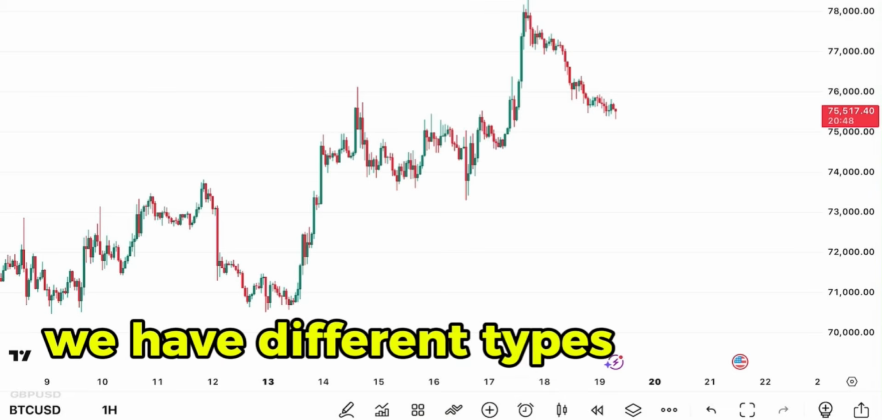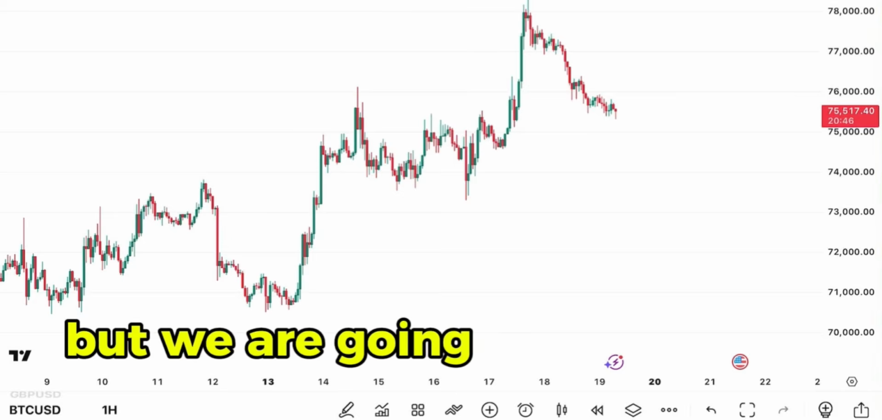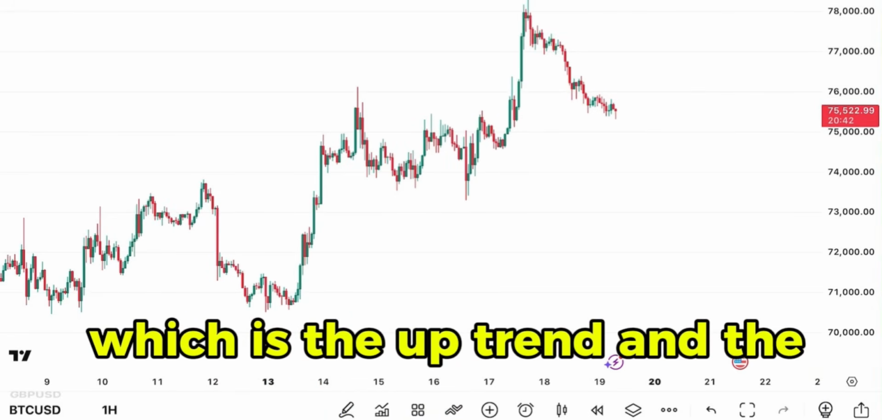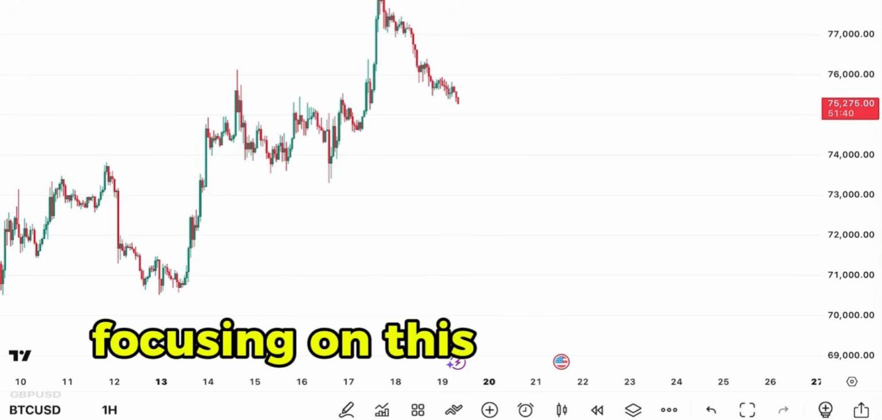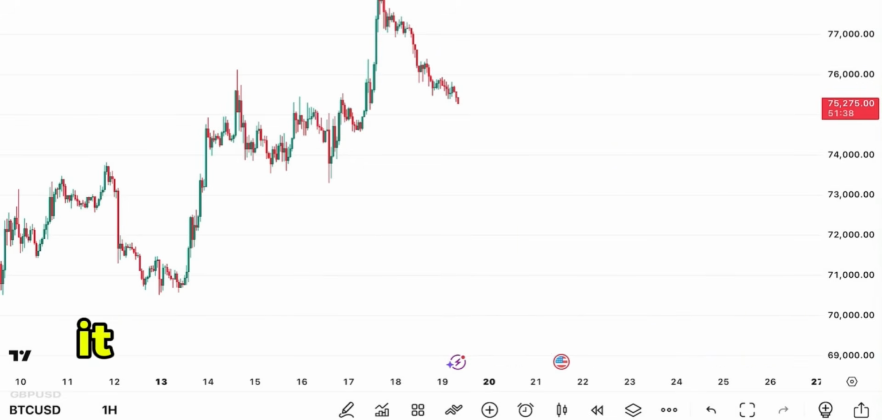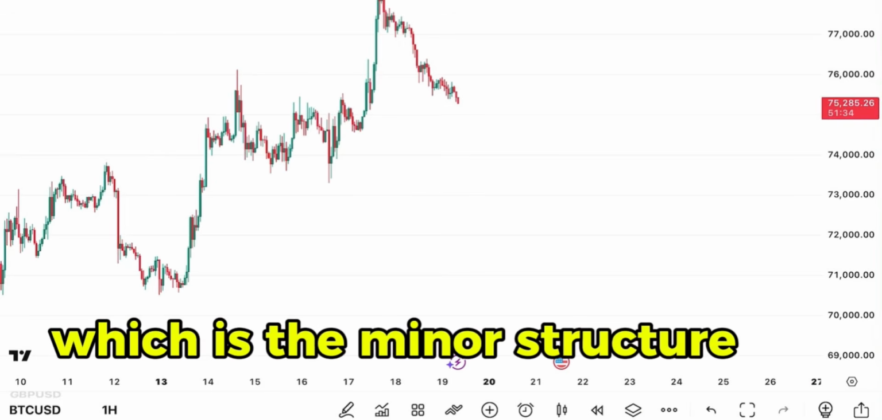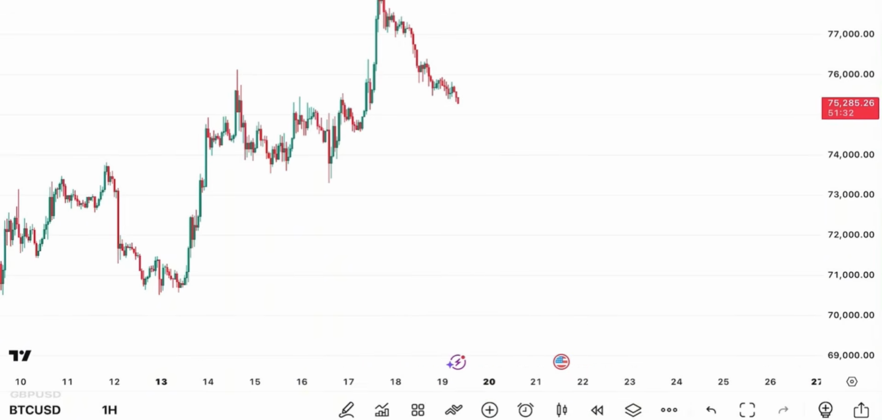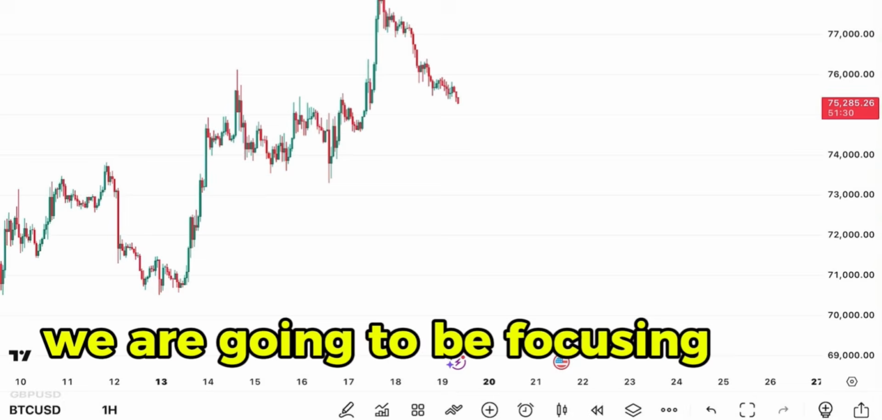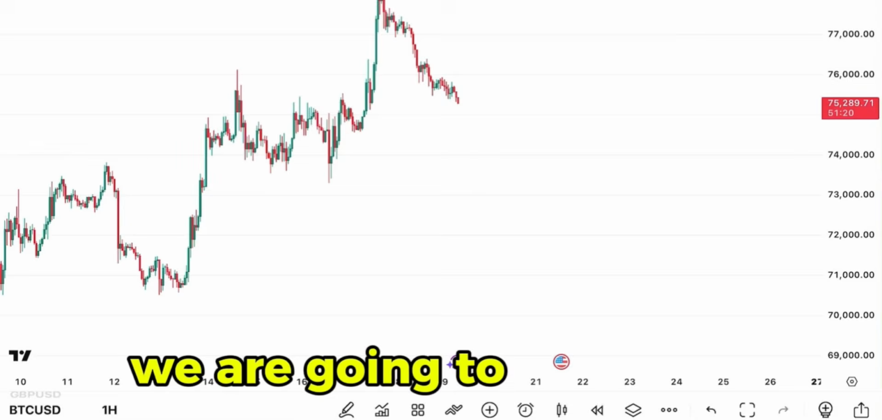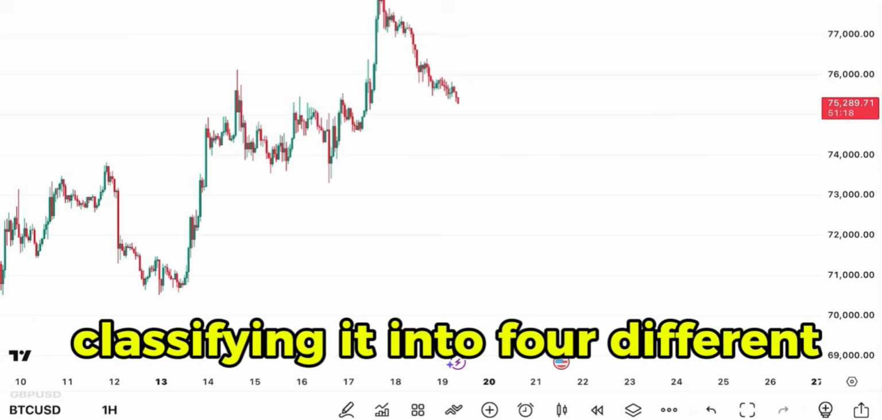We have different types of market structure, but we are going to be focusing on the major two types, which is the uptrend and the downtrend. Focusing on this uptrend and downtrend, it is broadly classified into two types of structure, which is the minor structure and the major structure. In this class, we are going to be focusing more on the minor structure. How do we get the minor structure? We are going to get the minor structure using the candlesticks. We are going to be broadly classifying it into 4 different types.